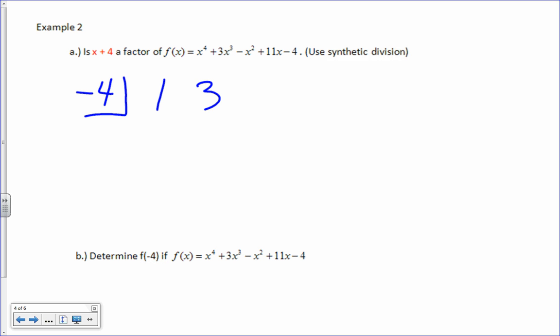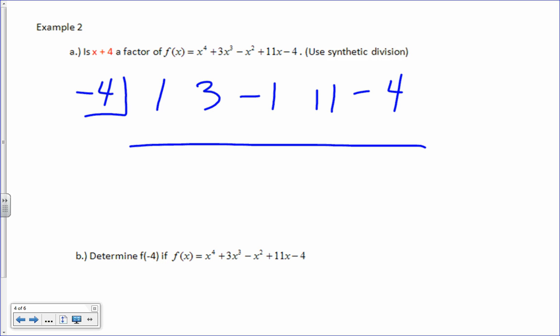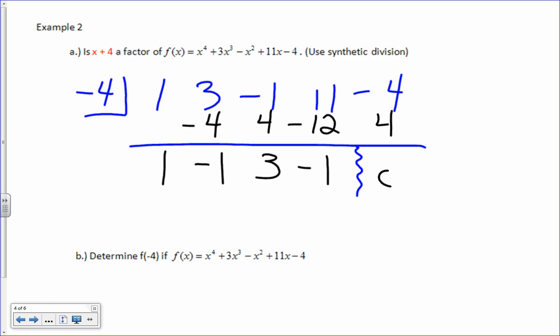And then we go 1, 3, negative 1, 11, negative 4. Are you in agreement? Again, here's your last two terms, the 11 and the negative 4. So down here, just put a little squiggle in there. So we drop down the first term, which is 1. Then here would go negative 4 times 1 is negative 4. 3 minus 4 is negative 1, very good. And then we take negative 4 times that, which is 4. 11 plus 4... negative 12, which is negative 1. And then negative 4 plus 4, which means 0.